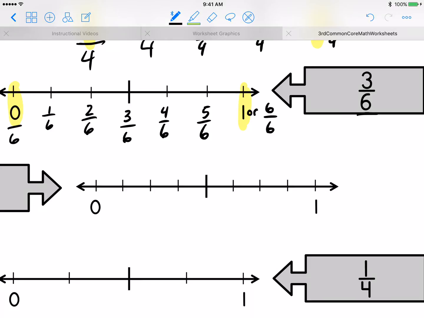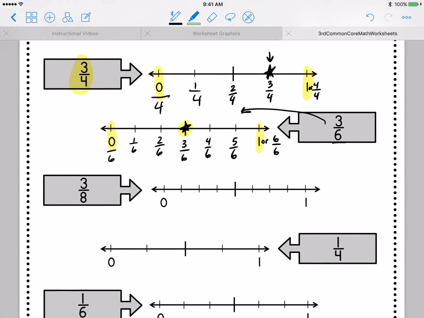So now all I have to do is see where 3/6 fits on my number line. So I'm going to scan: 0/6, no, 1/6, no, 2/6, no, 3/6, yes. I'm going to put a star there, highlight it. Yay, that's happy. We like that. So that's how you all do that. It is imperative that you label your problems, okay?